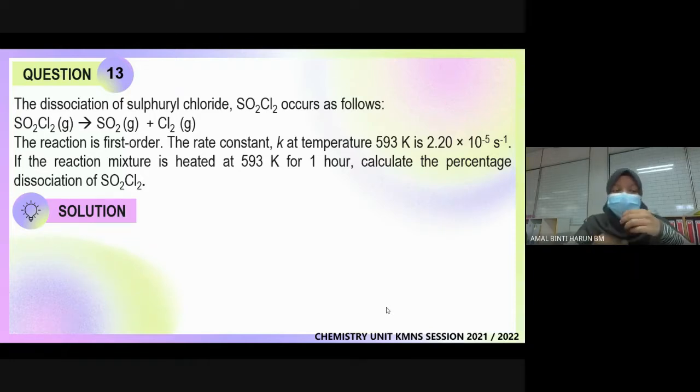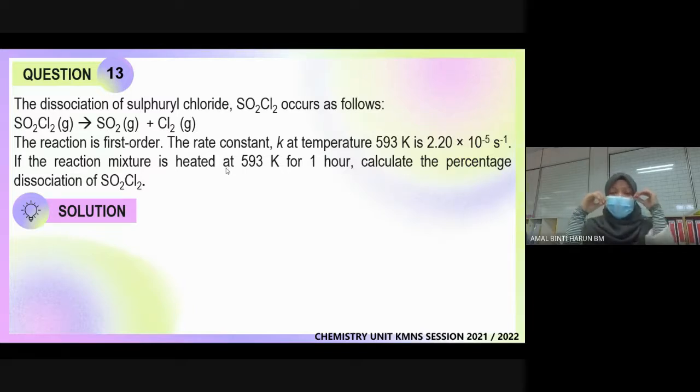Question 13. The dissociation of sulfuryl chloride. So it is a first order reaction. The rate constant given is K equals 2.2 exponent negative 5 per second. Then if the reaction mixture is heated, at the same temperature too, but for 1 hour. What is the percentage of dissociation?